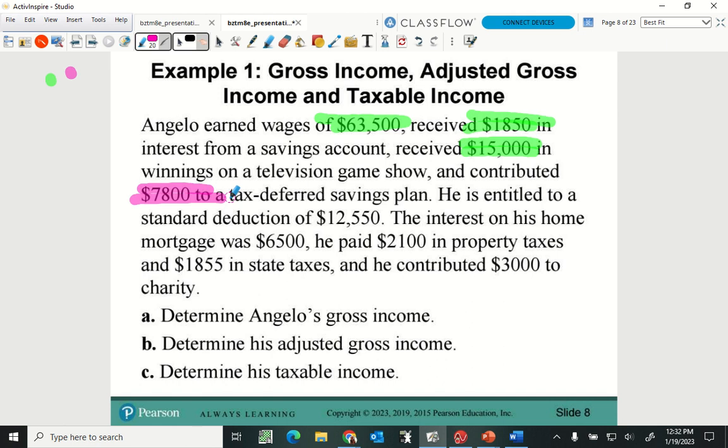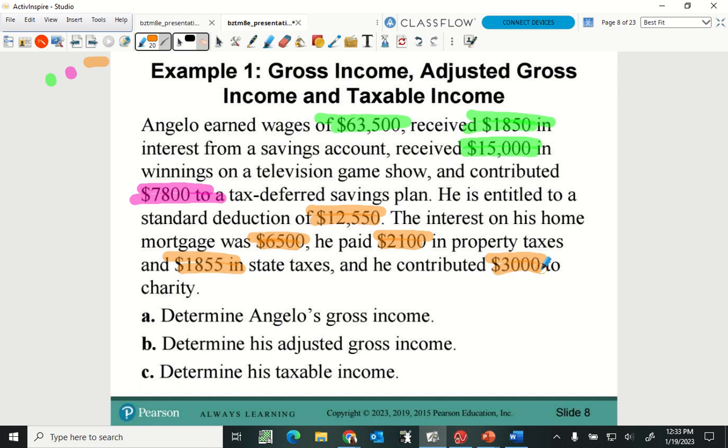He is entitled to a standard deduction, so now we're going to talk about deductions. He's entitled to a standard deduction of, right there, $12,550. That's standard. Then the interest on his home. So now we're looking at other deductions. These are itemizing the deductions: interest on the home, he paid this much in property taxes, this in state taxes, and contributed $3,000 to charity. So all this right here in orange is part of deductions.